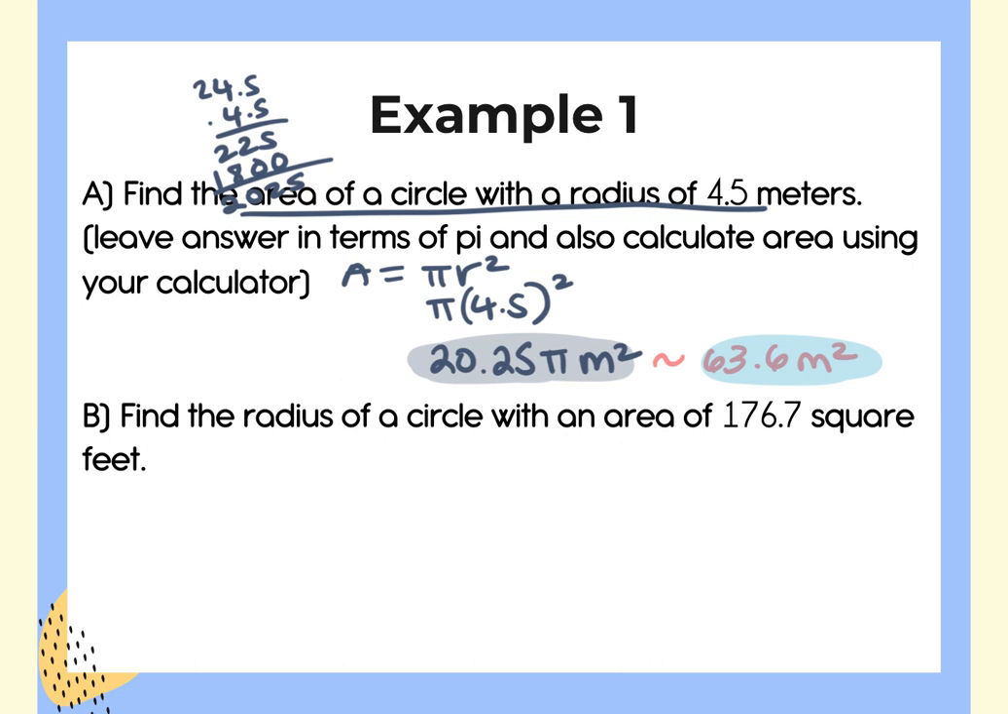If we don't put meters squared on the quiz, are we going to get points off? No. So you just do 20.25 pi. You can't forget pi, but yeah.